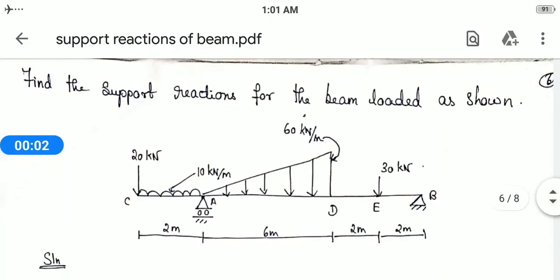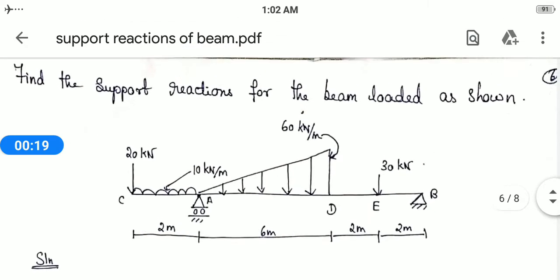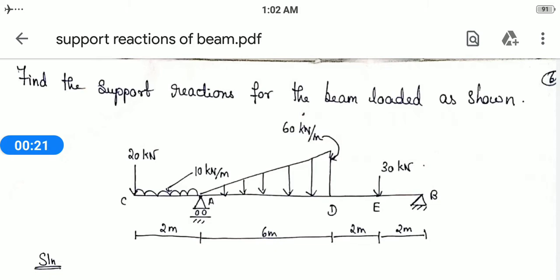Okay, students, as the continuation of our previous class, I'll continue with the same method, because all these problems will come under the same topic, like finding out the reactions. Already we had seen some problems related to that. This problem is a combination of your UDL and VDL. That is, varying load is also there, uniformly distributed load is also there, point load is also there. This is like a combination of several loads and several supports.